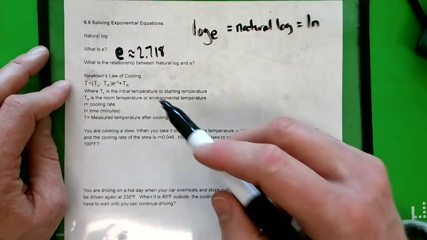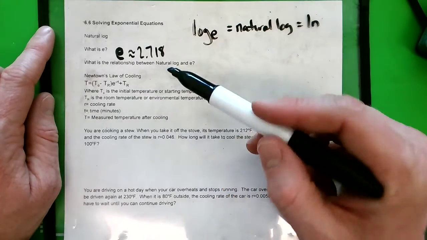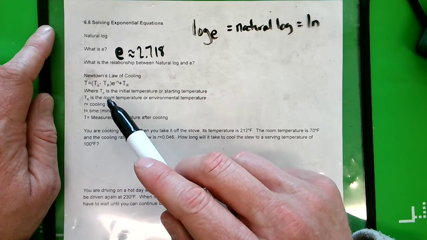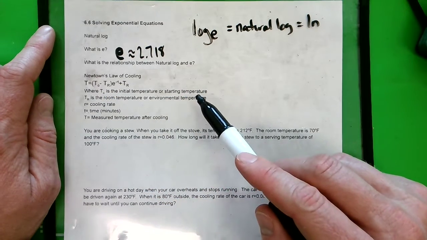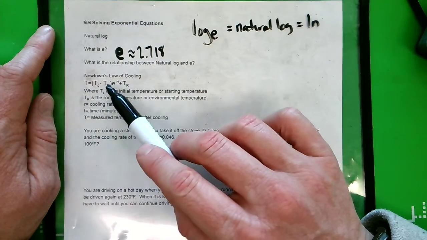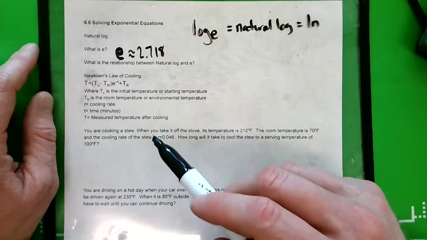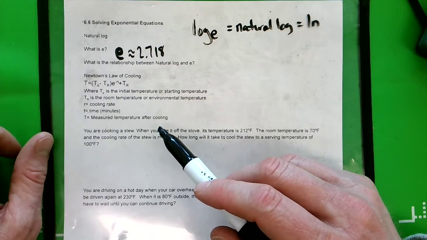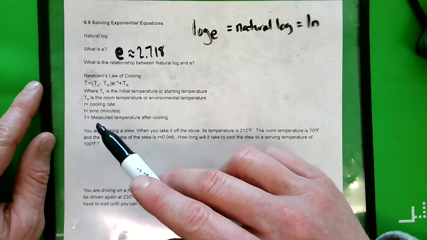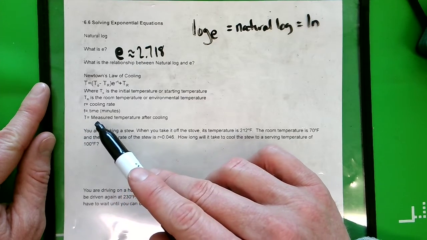So Newton's law of cooling has some different variables we need to keep track of. One is T, in this case T0. That's the initial temperature or starting temperature of a substance. Then there's TR, which is the room temperature, or the environment temperature if it happens to be not in a room. R is the cooling rate, and that really depends on what the substance is that we're using in the problem. t is time measured in minutes. And this other T on the left-hand side of the equal sign is the measured temperature after cooling.